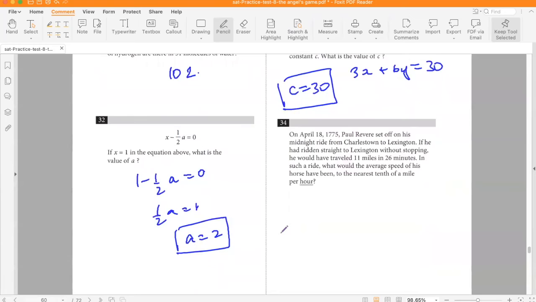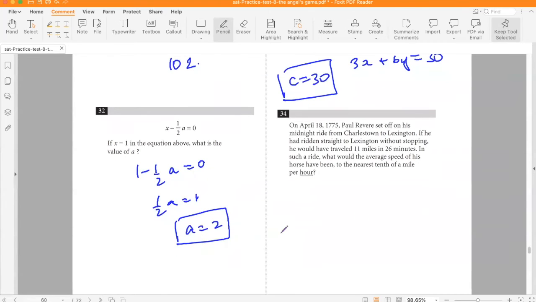On April 18, 1775, Paul Revere set off on his midnight ride from Charlestown to Lexington. If he had ridden straight to Lexington without stopping, he would have traveled 11 miles in 26 minutes. In such a ride, what would the average speed of his horse have been to the nearest tenth of a mile per hour? Okay, so his speed was 11 miles in 26 minutes.